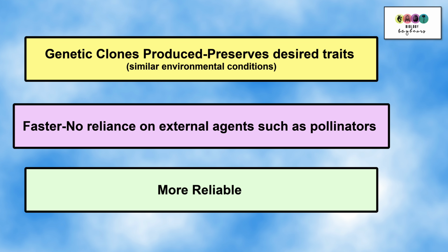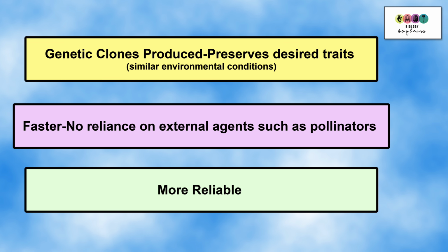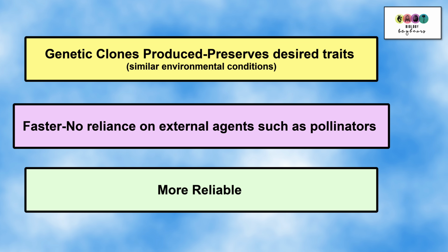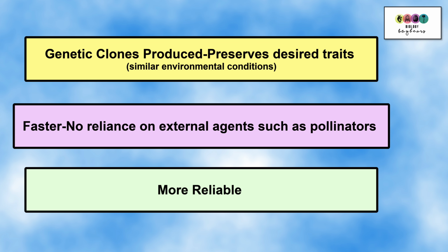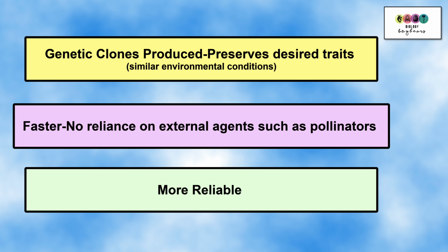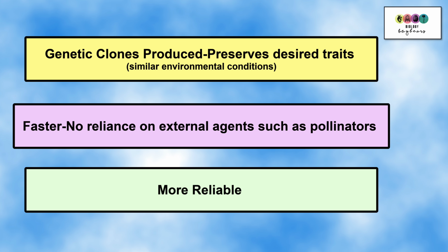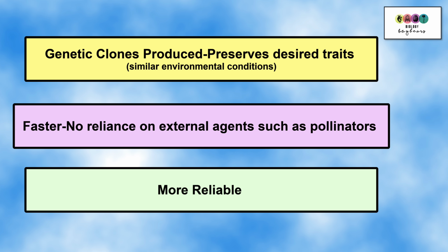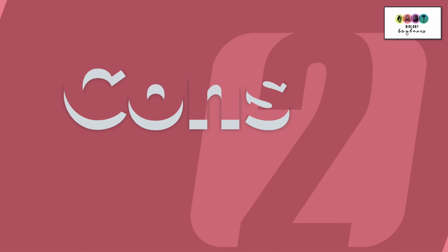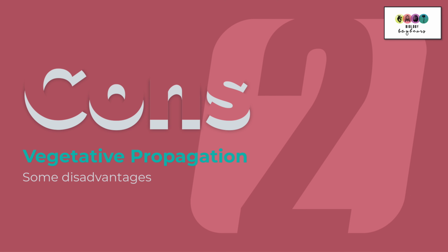It's generally considered a faster process because there's no reliance on external agents such as pollinators, and because there is no seeds, it's considered to be a more reliable process, resulting in more often than not a successful new plant being formed. So now let's look at the cons to vegetative propagation, some of the disadvantages or considered disadvantages.